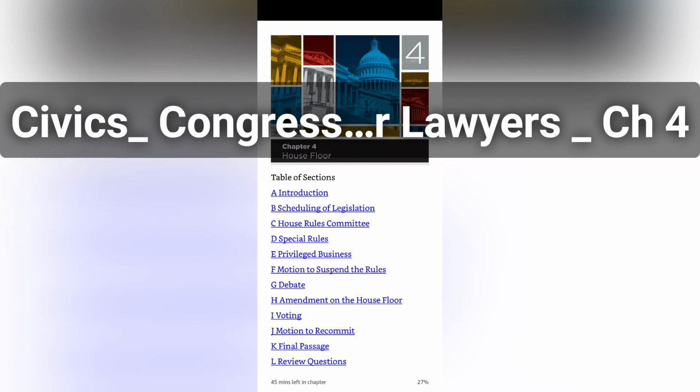The discharge calendar is reserved for motions to discharge committees. Such motions are placed on the discharge calendar when a discharge petition has received the necessary number of signatures, which is a majority of the total membership of the House, normally 218. See Chapter 3, Section G.